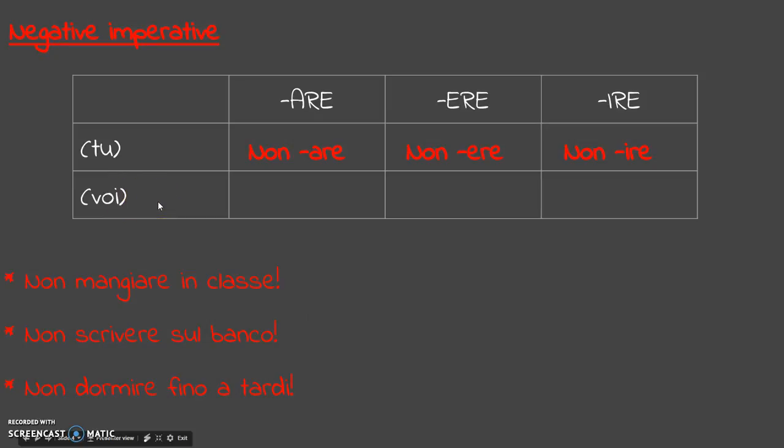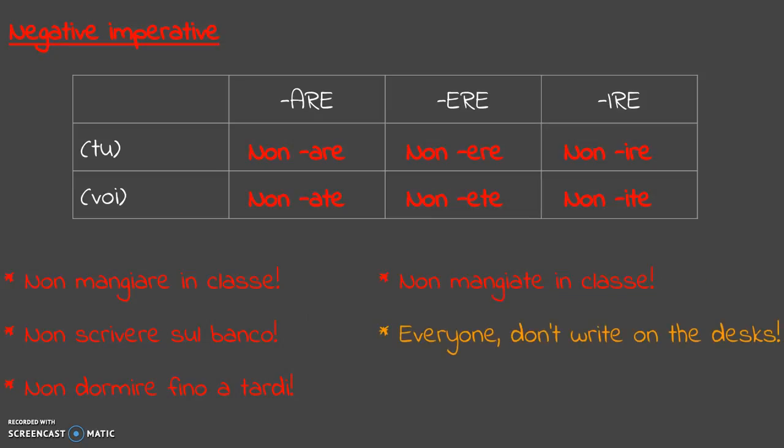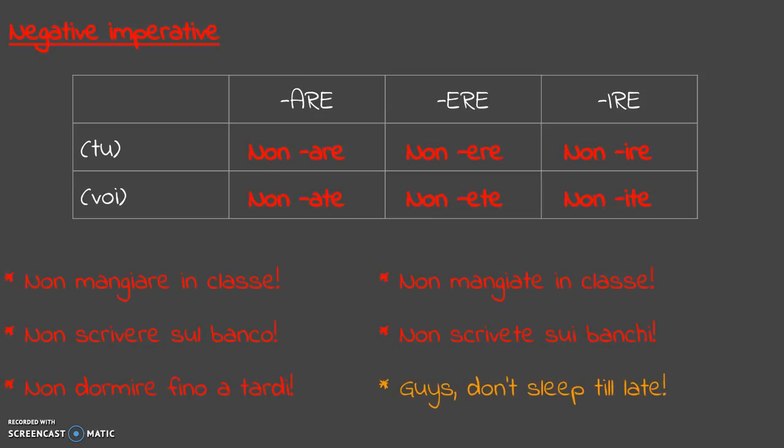In the voi form, we simply use non followed by the regular voi endings. So non ate, non ete, non ite. So if you're telling a group of people, all of you, don't eat in class, non mangiate in classe. Everyone, don't write on the desks, non scrivete sui banchi. Guys, don't sleep till late. Ragazzi, non dormite fino a tardi.